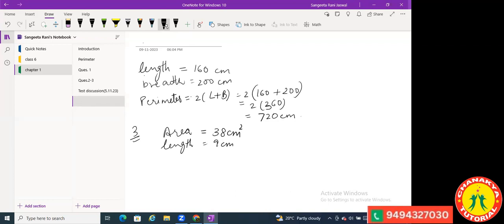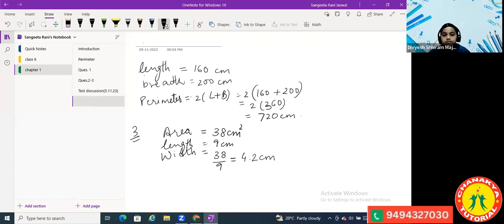And its length is given to be 9 centimeters. What is the width of the cardboard? Width of the cardboard will be area upon length, so 38 divided by 9. 9 fours are 36. Do the small division mentally. You are left with 2, then 2 becomes 20, and you get 4.2 centimeters. Got it?